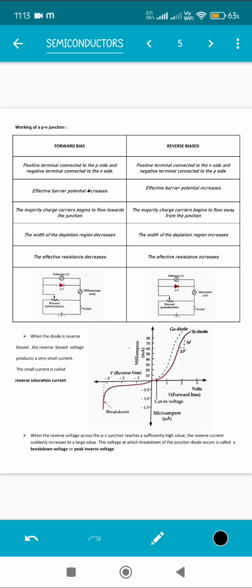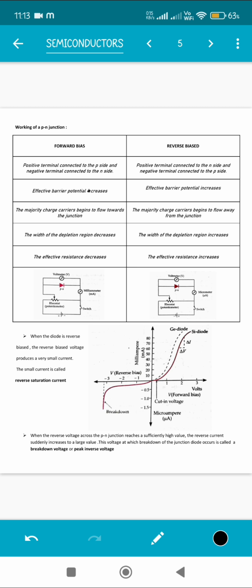The width of the depletion region decreases. I told you whenever there is a thin depletion region, conductivity will be more. So in forward bias the conductivity is more compared to reverse bias. But in reverse bias, what happens? The width of the depletion region increases. The depletion region will be thicker. As it is thicker, the conductivity will be less.